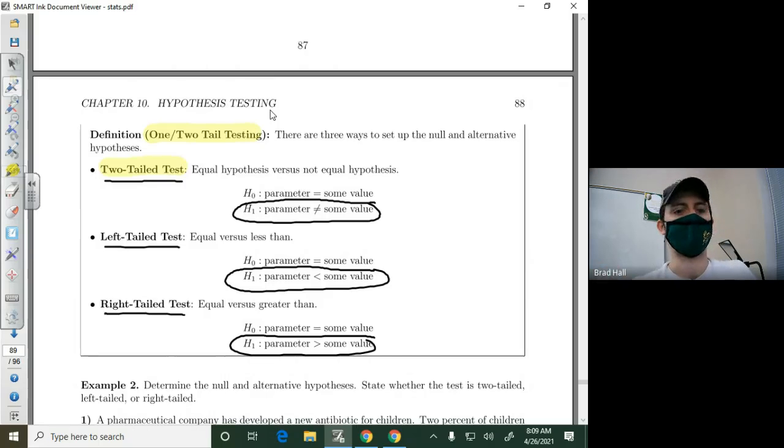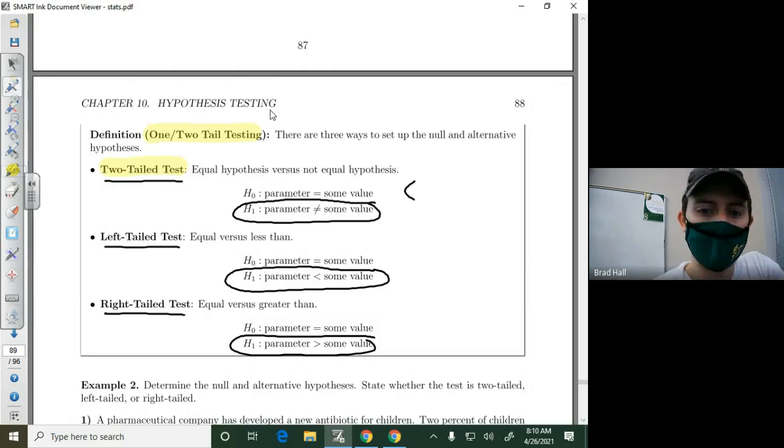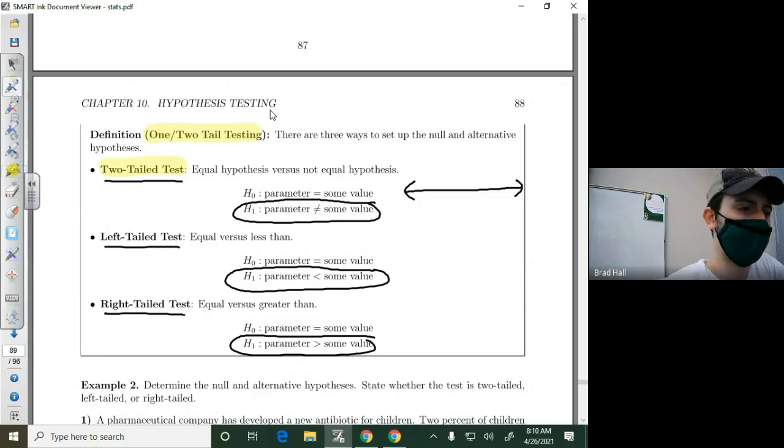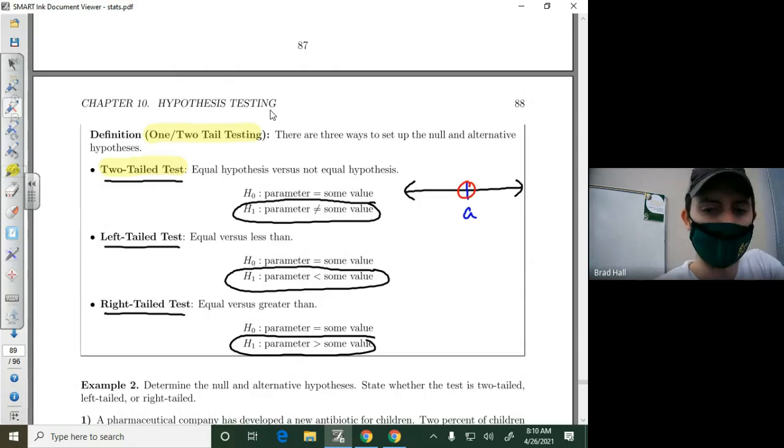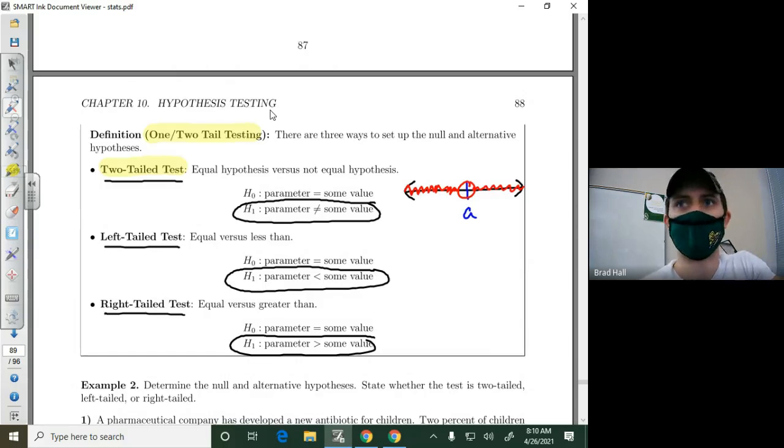And one way to support this idea, so why does a not equal sign refer to two-tailed? Well, if we think about an inequality, or if we just think about a number line, if a value's not equal to A, then it's equal to stuff on the left of A and on the right of A. That's two sides.